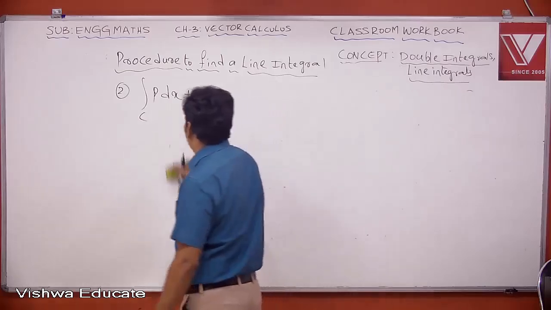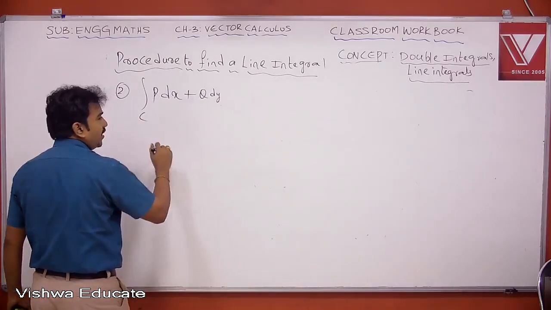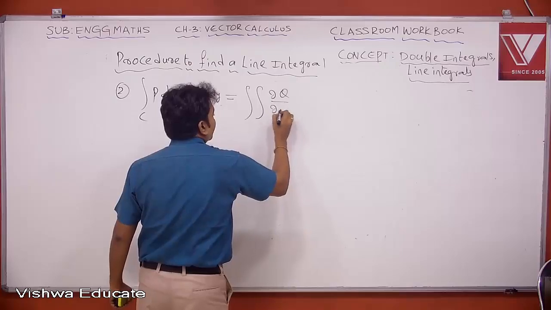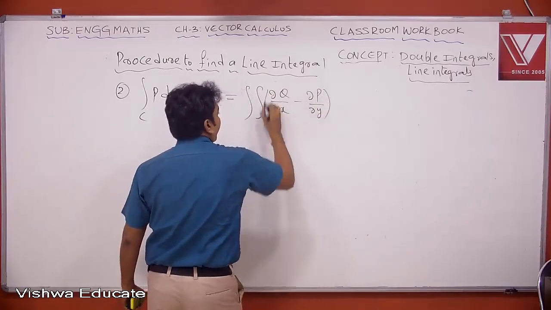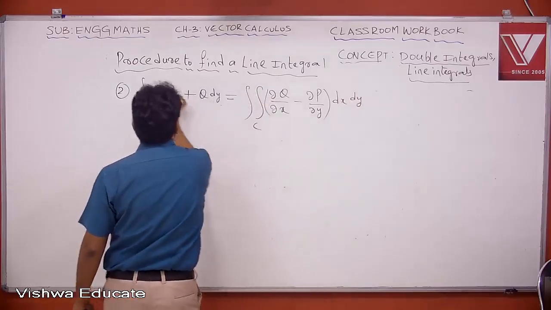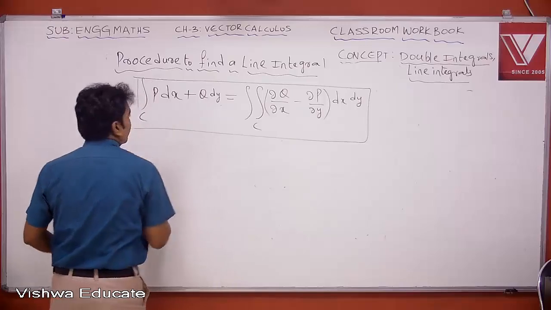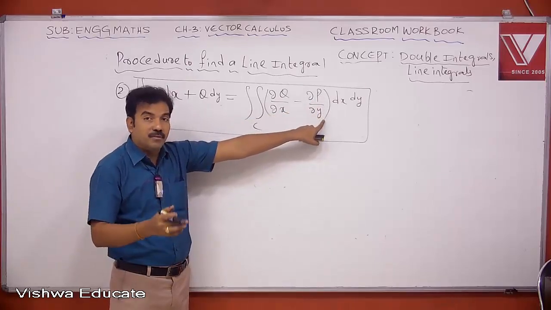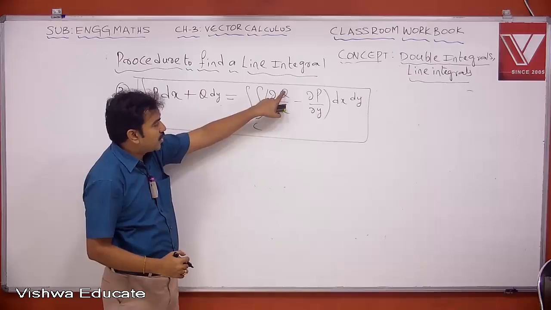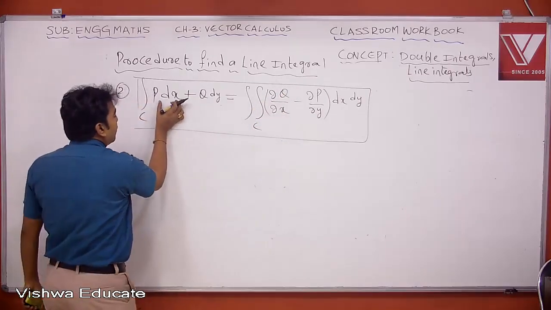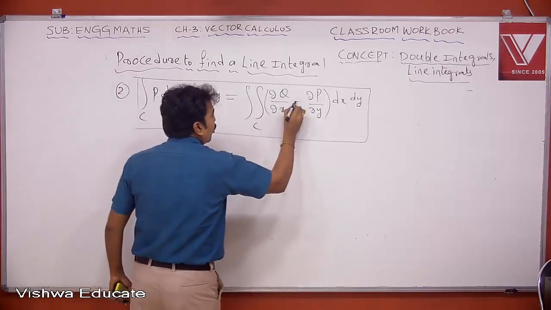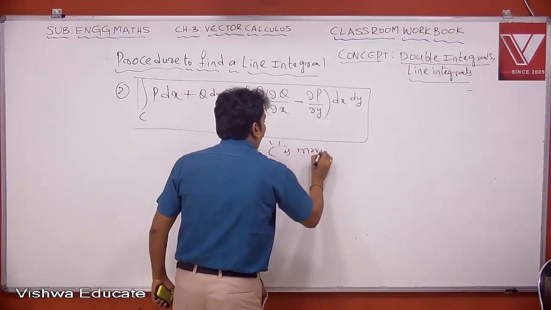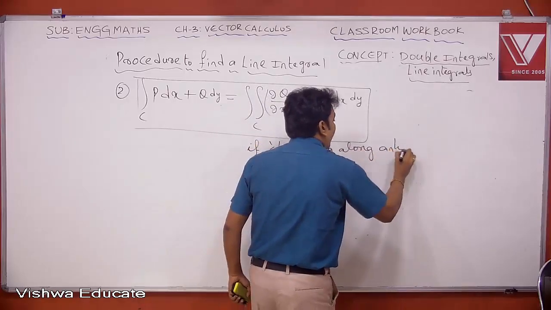So when you are evaluating this line integral, integral p dx plus q dy over c, find the partial derivatives of this and this. So this line integral becomes a double integral of dou q by dou x minus dou p by dou y dx dy. So a line integral becomes a double integral by finding partial derivatives. You can easily remember: here we are integrating p with respect to x, so differentiate p with respect to the opposite variable y. Here we are integrating q with respect to y, so differentiate q with respect to the opposite variable x. So integral p dx plus q dy over c equals double integral dou q by dou x minus dou p by dou y dx dy, if c is moving along anti-clock direction.